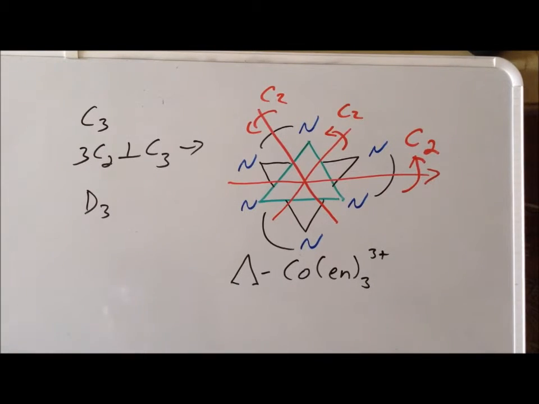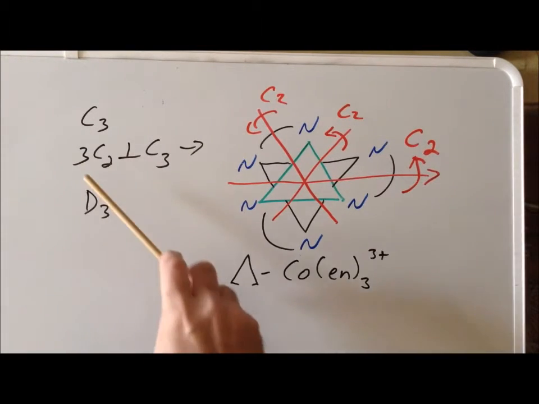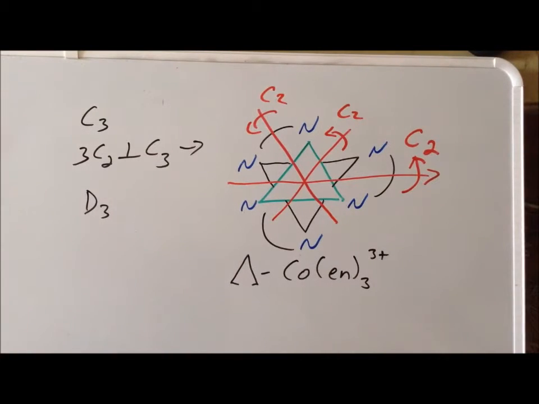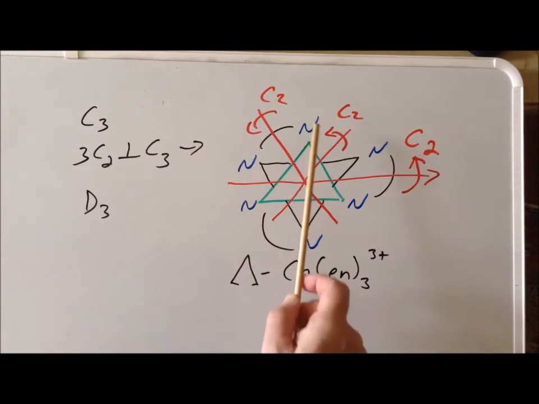So as a result, we have our first example of the point group D3, just D3 by itself, not D3d, not D3h, just D3. And the way that we often see the arrival of this point group is once we start to add bidentate ligands to our molecule.